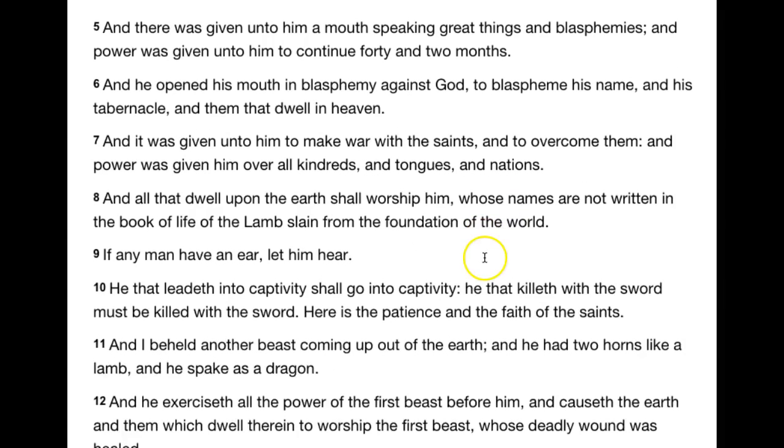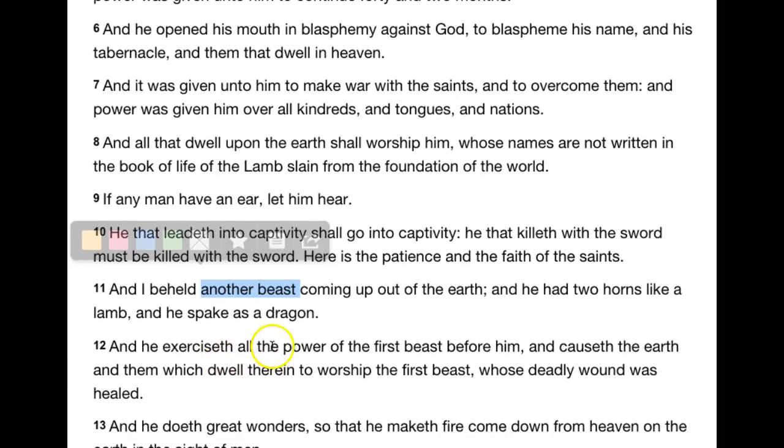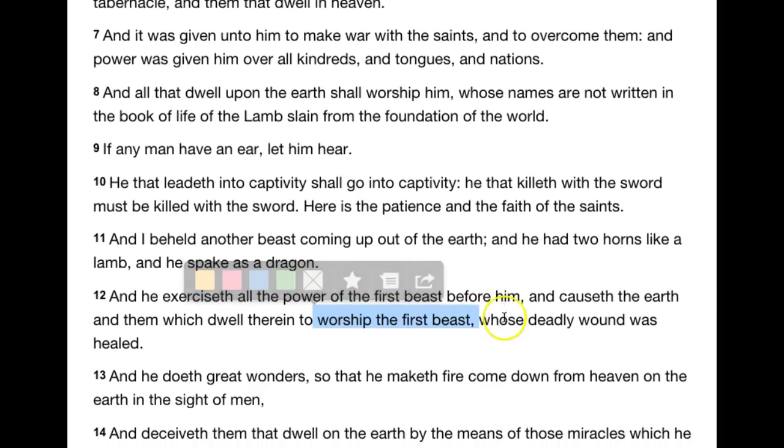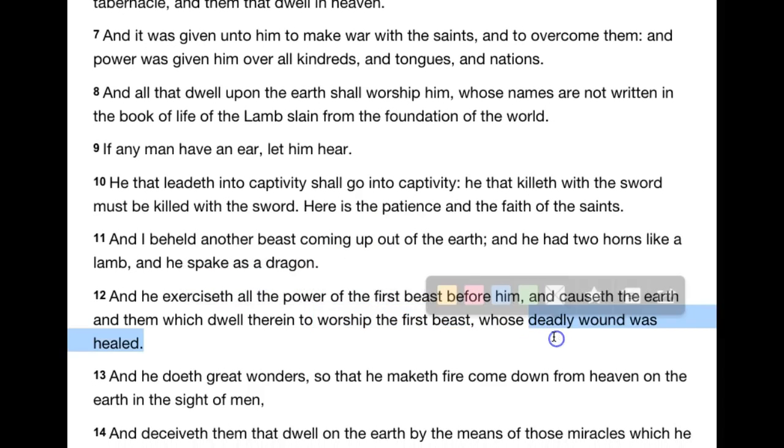We're going to verse 11, and now we're going to the second beast that comes up. It says, "And I beheld another beast coming up out of the earth, and he had two horns like a lamb, and he spake as a dragon, and he exerciseth all the power of the first beast before him, and causeth the earth and them which dwell therein to worship the first beast," or papal Rome, or the Roman Catholic Church, whose deadly wound was healed. And we know the deadly wound is the Vatican, which I'm about to show you in just a second.